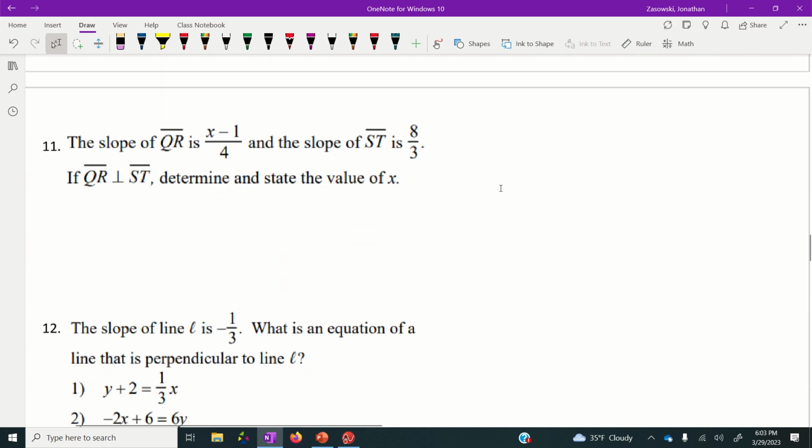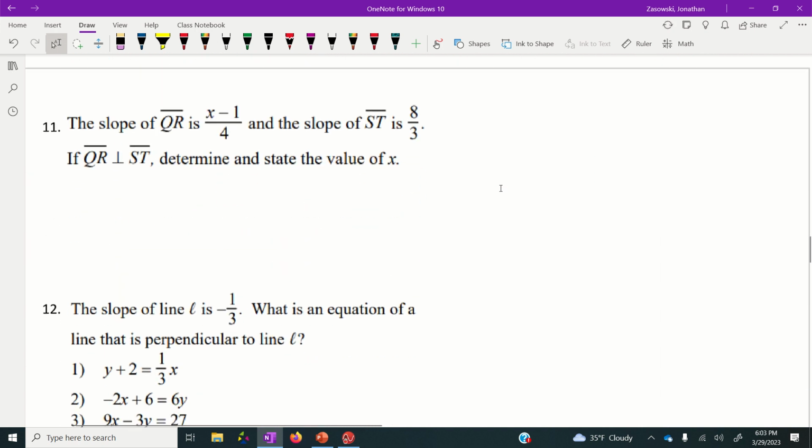All right. Number 11. The slope of QR is x minus 1 equals 4, and the slope of ST is 8. If these lines are perpendicular, remember, perpendicular lines have negative or opposite reciprocal slopes.